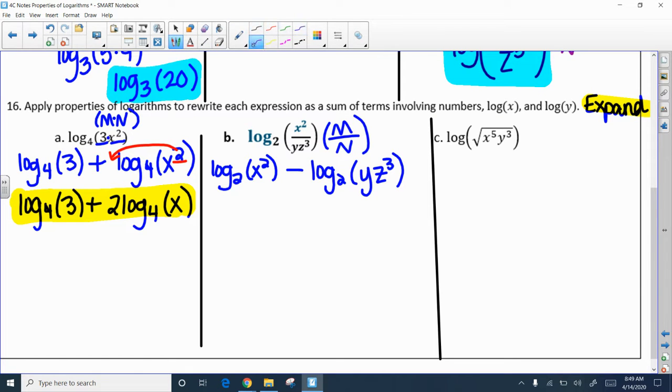So now I have to expand this expression more because this is in the form log base 2 of m times n. So in this case, the m is the y and the n is z cubed. So when I rewrite this, since these are multiplied, there's going to be a plus sign in between the two logarithms. So I'm going to have log base 2 of y plus log base 2 of z cubed.